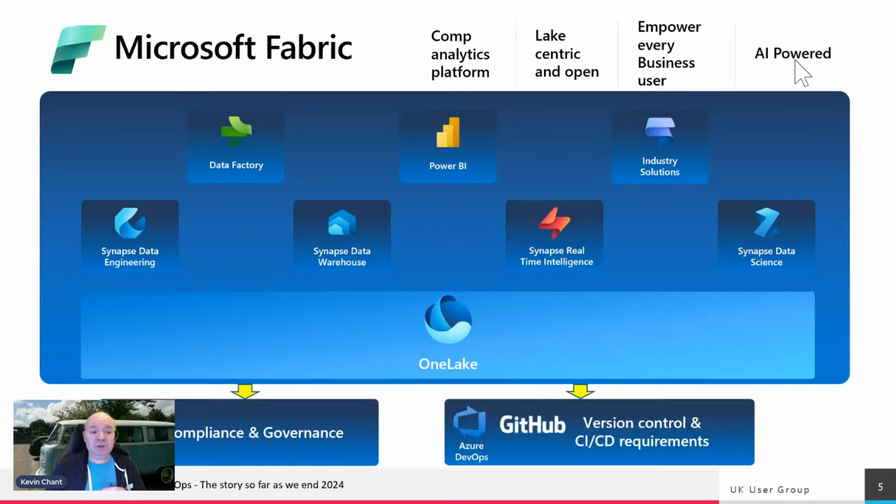So when you're working with Fabric, I do recommend 2 additional groups of services to make the most out of it, which are Microsoft Purview for your compliance and governance needs, and either Azure DevOps or GitHub for your version control and CI/CD requirements.